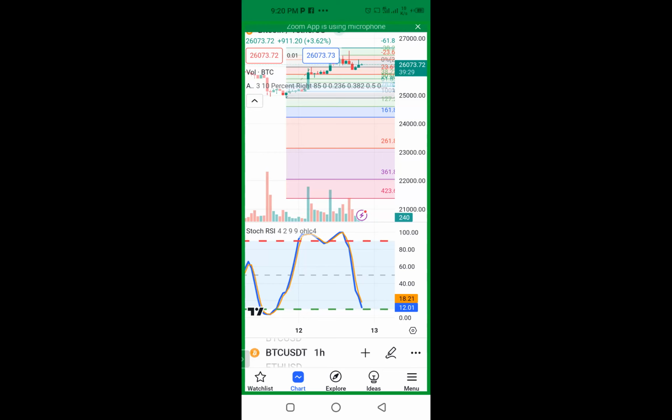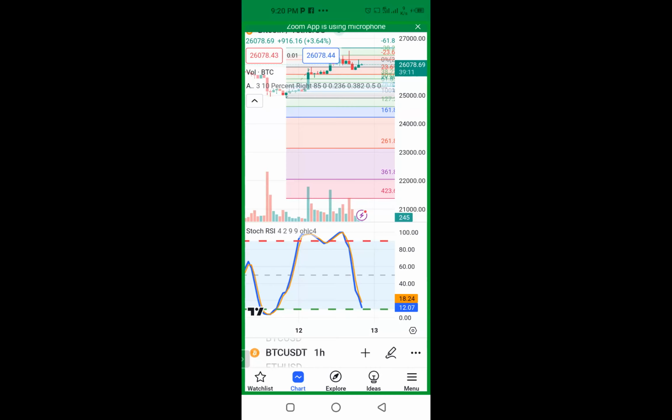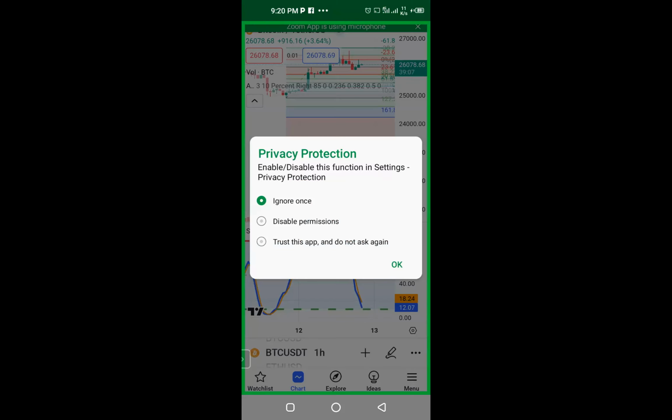There's a message on the top that says "Zoom app is using microphone." Just click on the X by the right. It's blocking. Can you see the message on the top? Zoom app is using microphone. Yeah, Mr. Benjamin, can you see the message? All right, good.